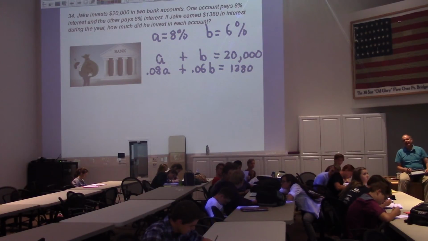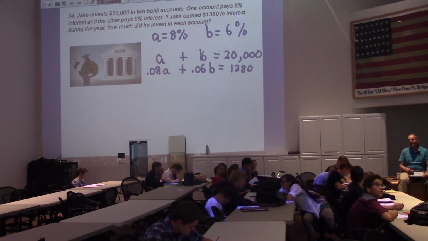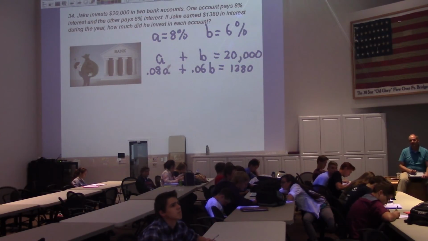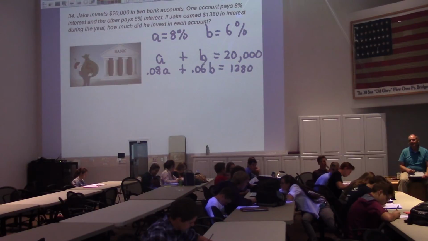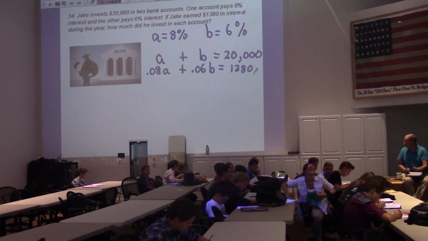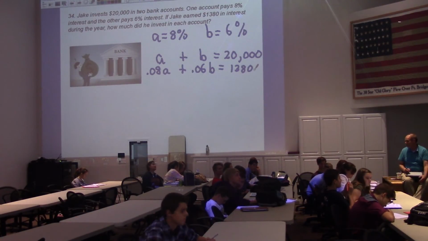It's built exactly like a coin problem. A plus B is 20,000. Tell me how much you put in the bank. Then tell me your interest rates. A is 8%, B is 6%, and it's 1380. Did you guys see the similarity to the coin problem? It's built almost the same way. But the numbers are bigger, right?